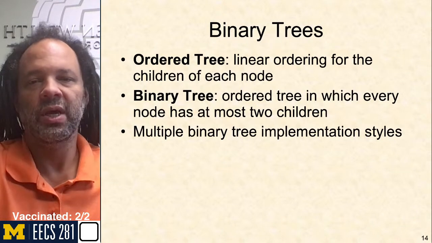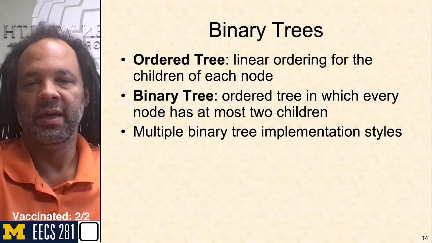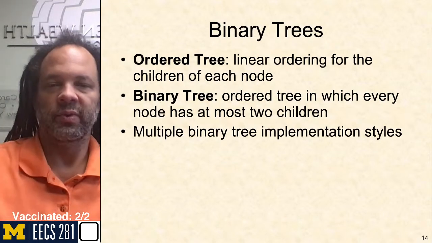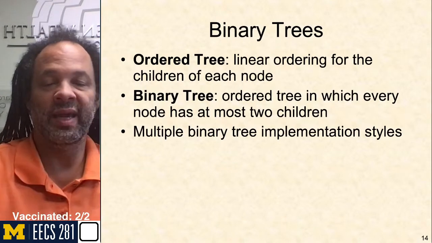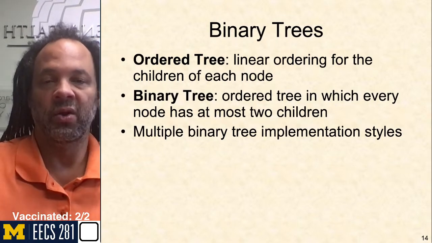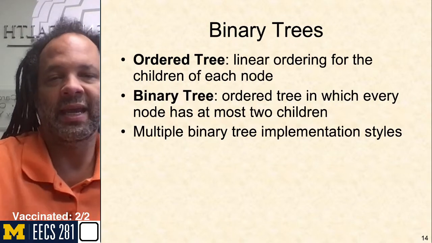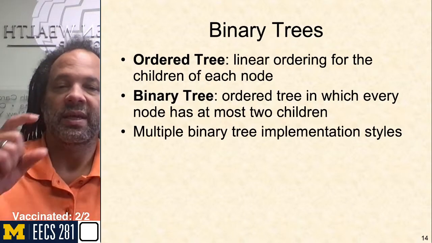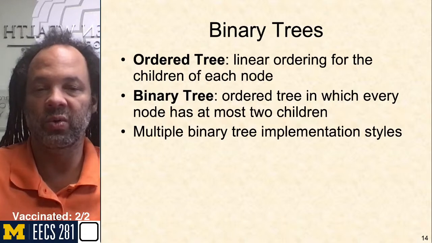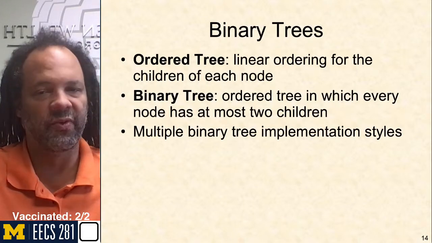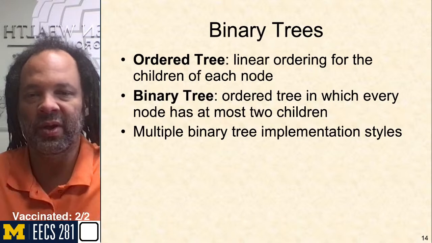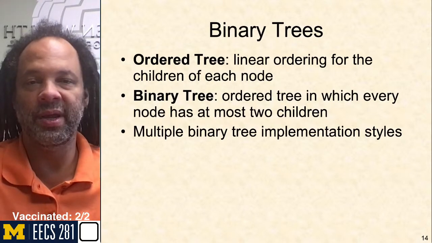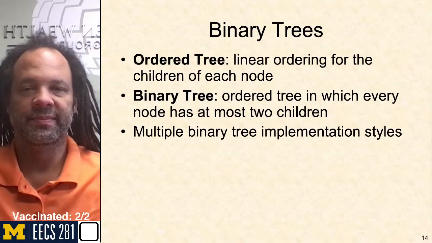As we look at binary trees, we think of them in a couple of different ways. There's an ordered tree where there's a linear ordering for the children of each node. As we look at them from left to right, the way that they get placed may be important. In an ordered tree, that ordering is taken into account. Of course, a binary tree, as we talk about this, is an ordered tree in which every node has at most 2 children. There's a few different ways that we can implement this. Of course, we'll be looking at the 2 primary ways that we implement things in 281, which is in connected memory and contiguous memory.